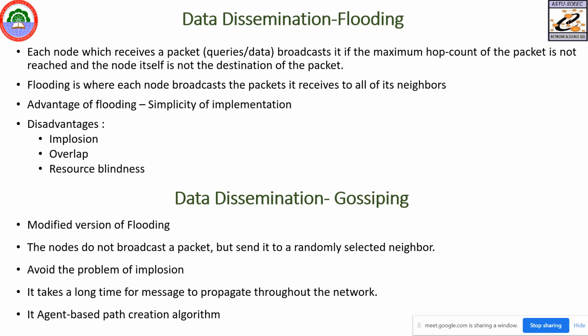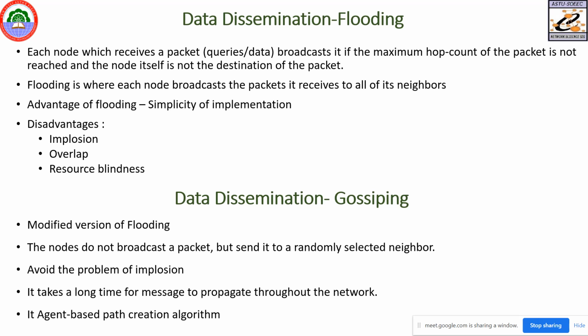It is very easy as well as simple to implement, but as we said previously, we may face the problem of implosion, redundancy, overlapping, or resource blindness. Resource blindness means that without checking the availability of that particular resources, it will simply order. Without knowing the availability of the resources, it will start the initiation or the process.